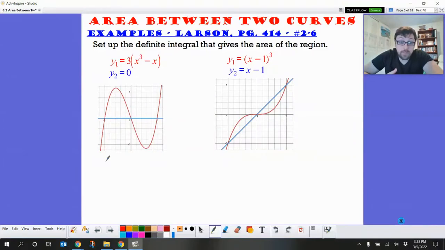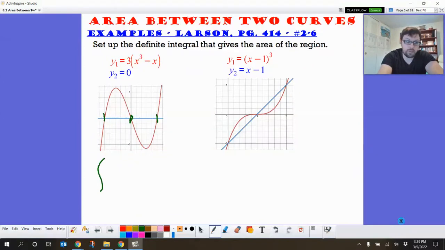Let's do a couple more examples. Now these ones take turns about who is on the top and who is on the bottom. If we look at this one, there is a divide here where the two functions are meeting. On this chunk, the red function is on top and the blue function is on the bottom. On this chunk over here, the blue function is on top and the red function is on the bottom. That means we do need to separate this out into multiple integrals.